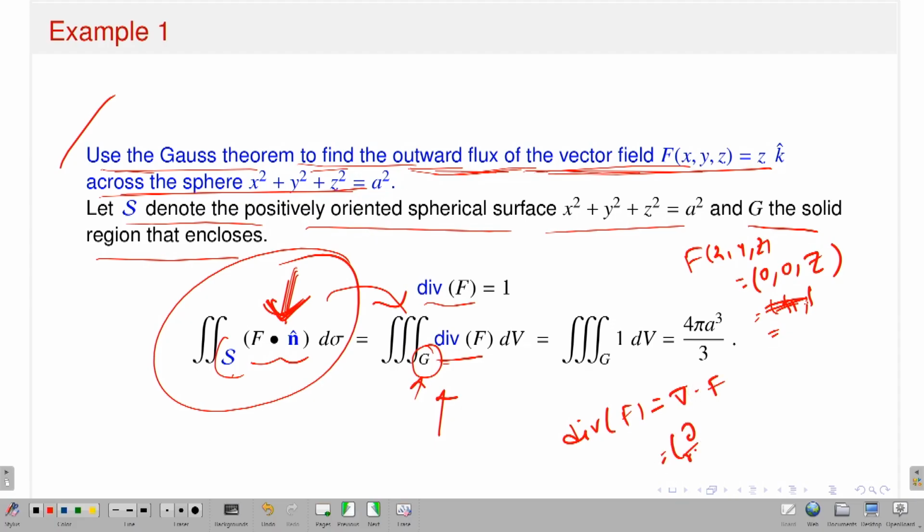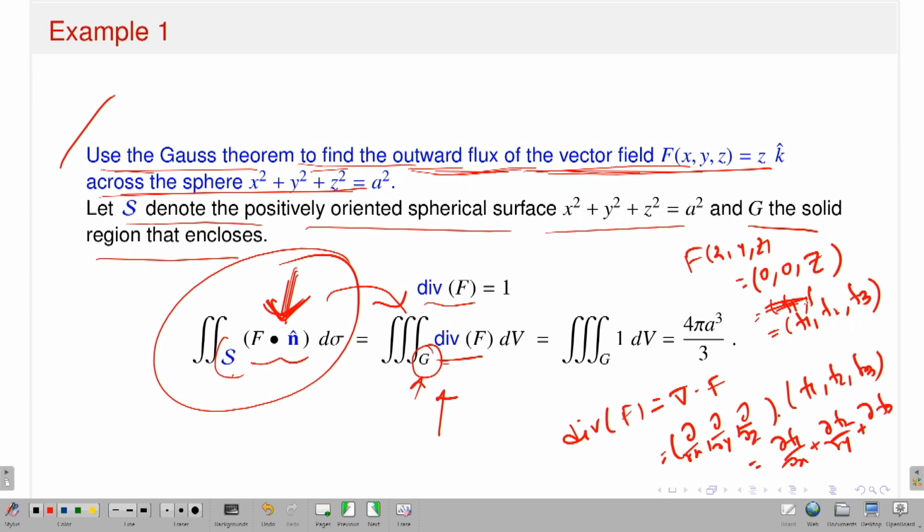This is del del x comma del del y comma del del z. Suppose your capital F is F1, F2, F3, right? That means del F1 del x plus del F2 del y plus del F3 del z. So F1 is 0, F2 is 0, F3 is z. So that means del F3 del z, which is exactly equal to 1. Therefore divergence of this vector field is 1.